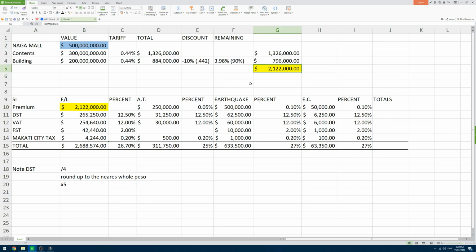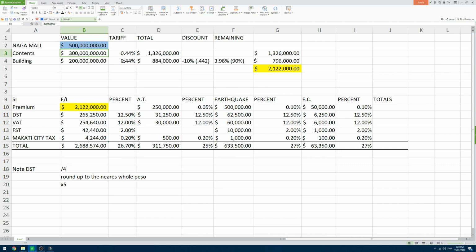You can see here 2,122,000. I mean, the premium is 2,122,000. So how did we get to that? The insurer says, sige, I'll give you a 10% discount because you're the owner. That's why we separate contents and building. The total worth of Naga Mall is 500 million, the contents are worth 300 million, and the structure itself, or the building, is worth 200 million.